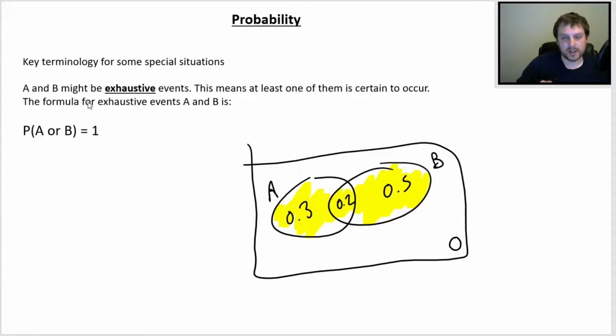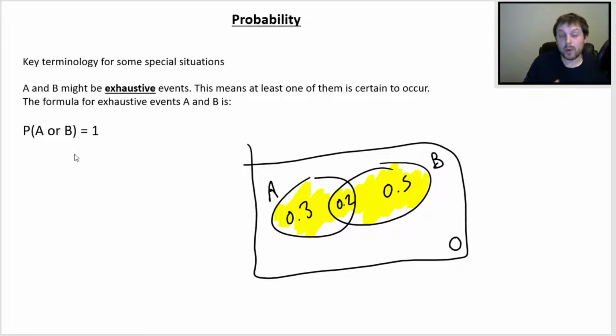It's certain that at least one of them will occur on any given trial. Okay, individually, they might not be certain. A is not certain, neither is B, but at least one of them occurring is a certainty. Because say we know that A doesn't happen, then B must happen. And if B doesn't happen, then A must happen. Because all of the probability is inside this part of the Venn diagram. So this is what it means for A and B to be exhaustive.